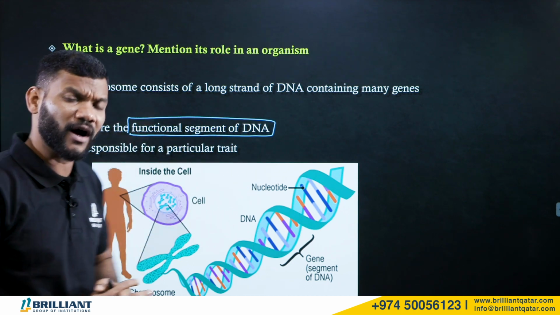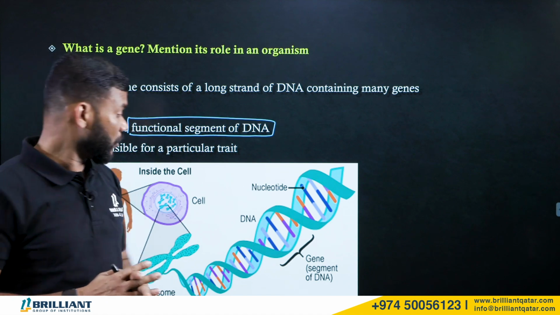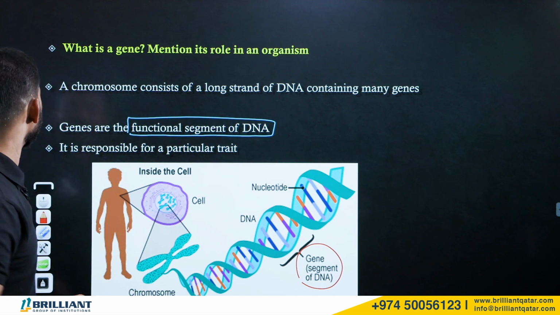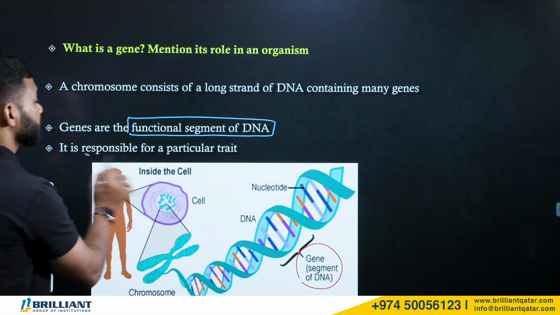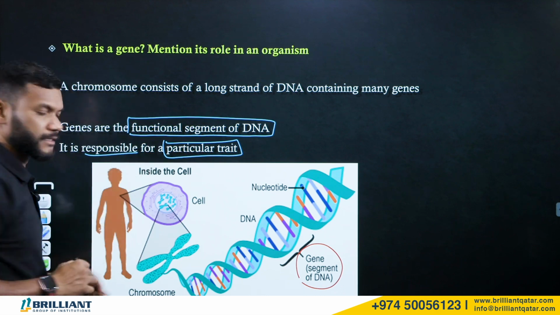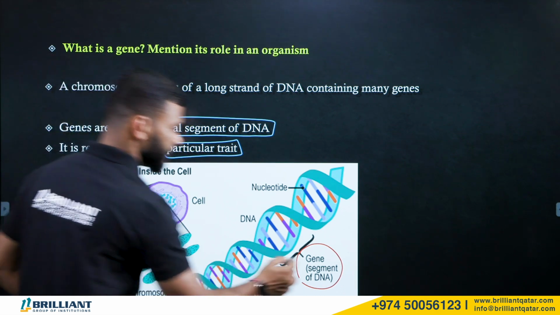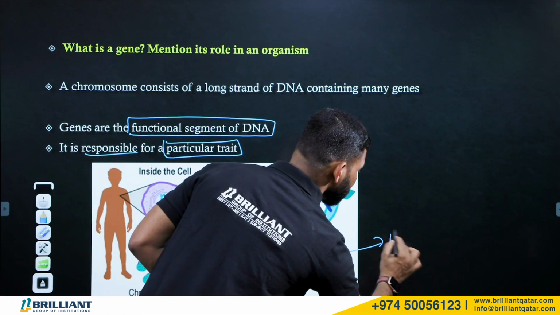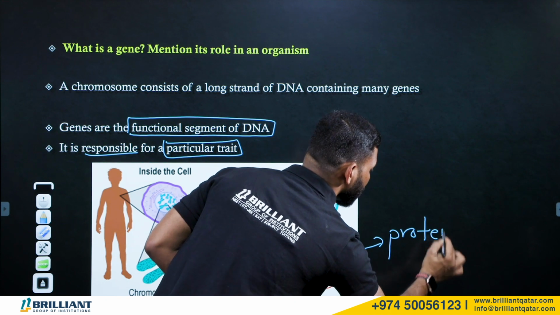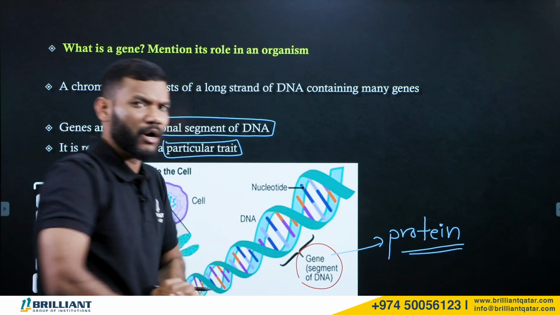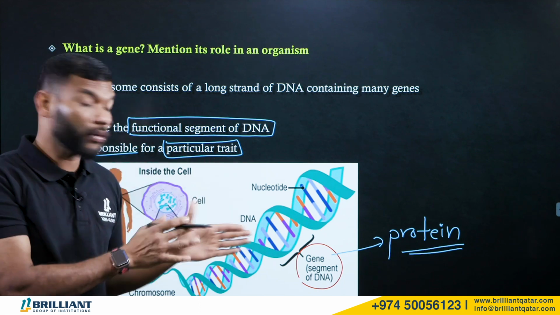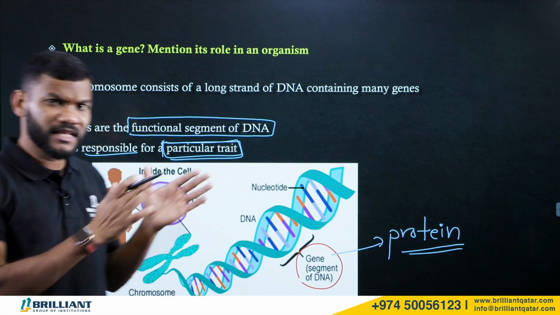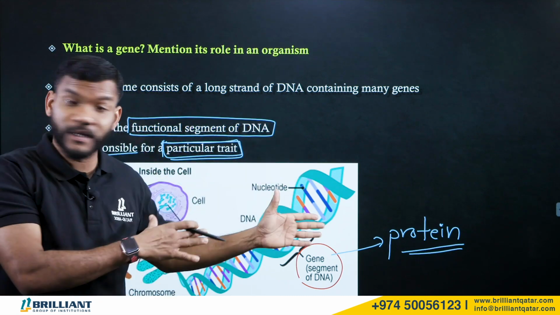Now, why is it called a functional segment or functional part of DNA? Because it has a particular role to play. It is responsible for a particular trait. This gene is going to produce protein. What will the protein do? The protein will control a particular trait. Trait means character. Any character which passes from parents to offspring, we call it a trait.